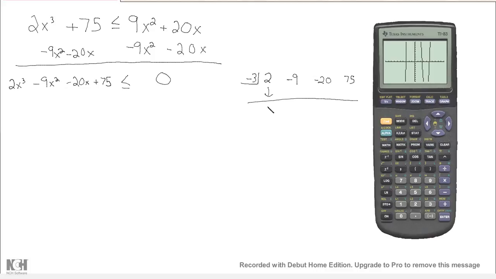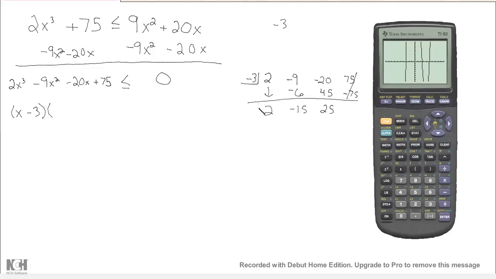I bring down the 2. -3 times 2 is -6. Add straight down, that's -15. -3 times -15 is +45. Add straight down, that gives me 25. -3 times 25 is -75. And I do get 0 at the end. So that means that one of my zeros is -3, which means that one of my factors is x minus 3.